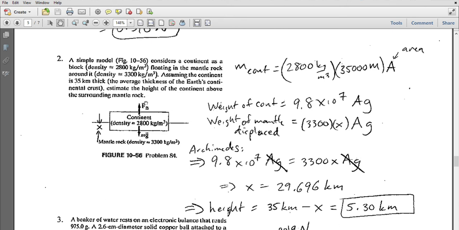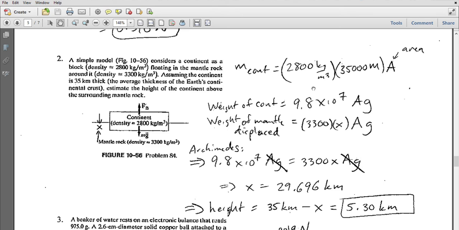What forces are summing to cause this thing to neither accelerate up or down? Well, it's got a certain weight going down of that continent, right? Just mg. And it's got a buoyant force going up, and they're balanced, as shown in the picture here. So let's first calculate the mass of the continent.